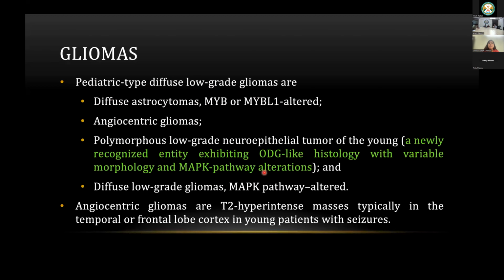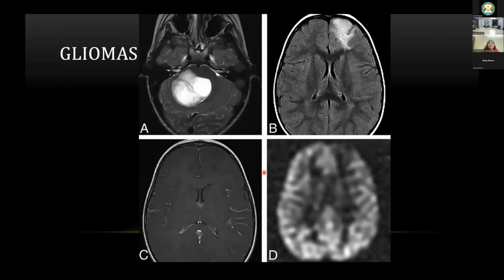Now angiocentric gliomas are a T2 hyperintense mass. As we can see here in this case, there is a T2 hyperintense lesion. It's a cortical based lesion, and it will be a benign looking lesion in a pediatric age group. This is the image of a 7-year-old child who presented with seizures. Angiocentric gliomas usually present with seizures, and we can see that it's FLAIR hyperintense.